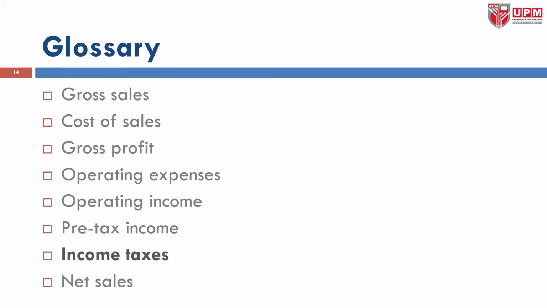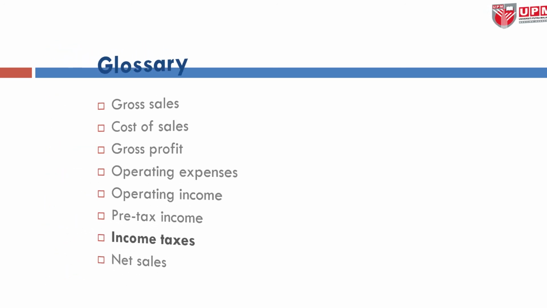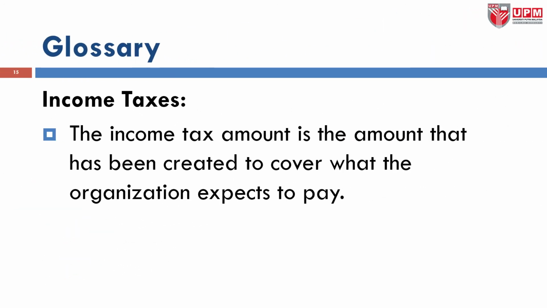The second last item is the income tax. I think you should already be familiar with individual income tax. The company income tax amount is the amount that has been set aside to cover what the organization expects to pay to the government.